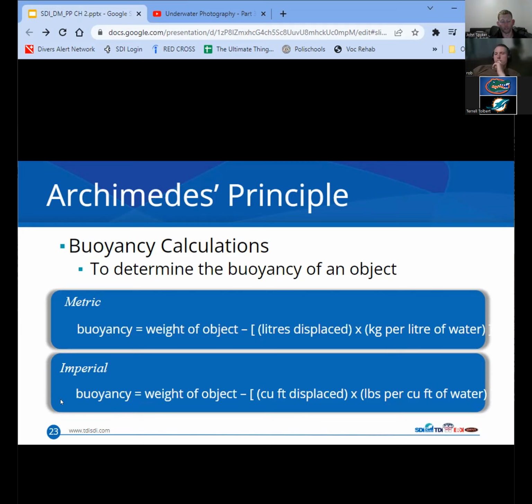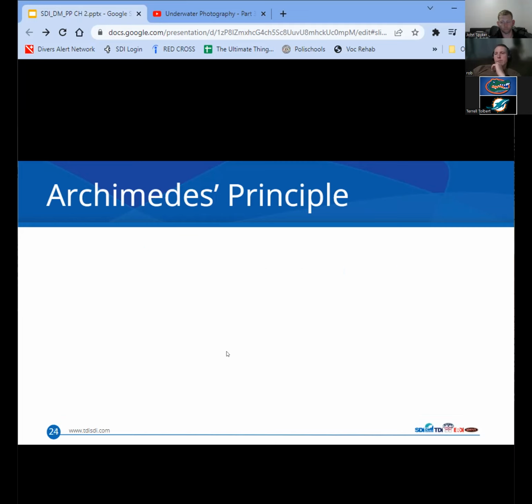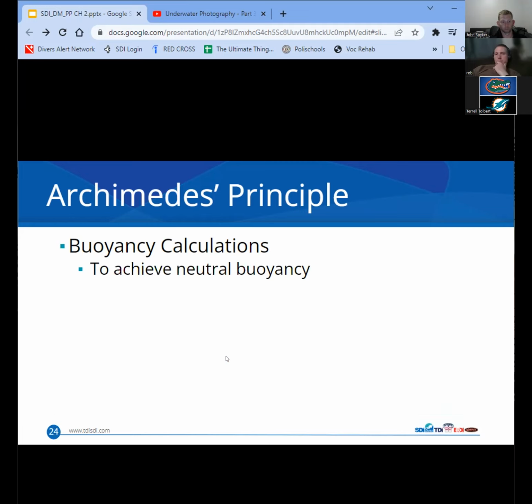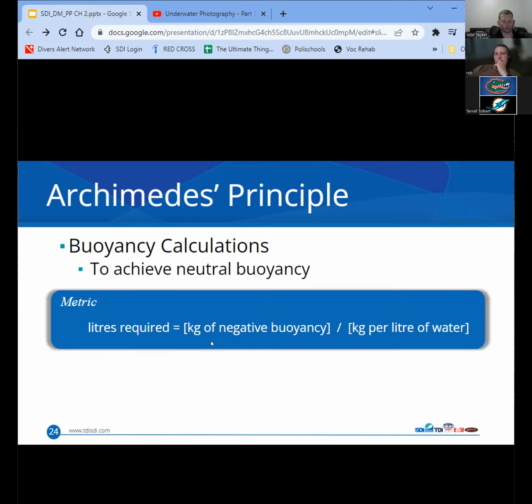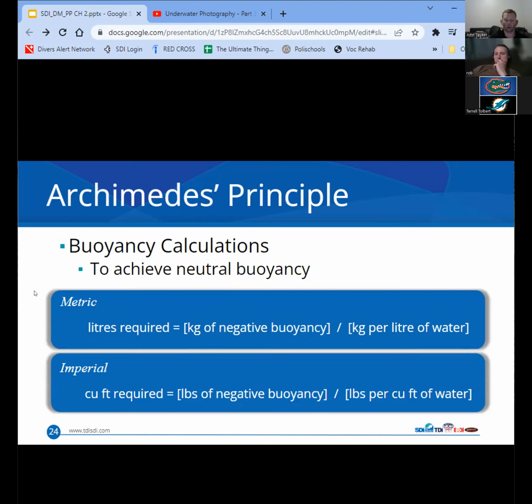So if the buoyancy is negative, then the object's going to sink. If the buoyancy is positive, then the object will float. Make sense? Okay. Terrell, you got that? Yep. All right. And then if you're achieving neutral buoyancy, the cubic feet required is the pounds of negative buoyancy divided by the pounds per cubic foot of water, which gives the cubic feet of air required. So you're trying to make it equal to each other.